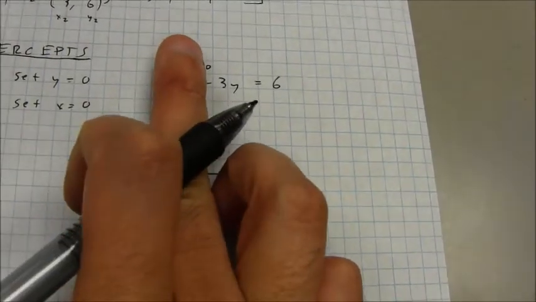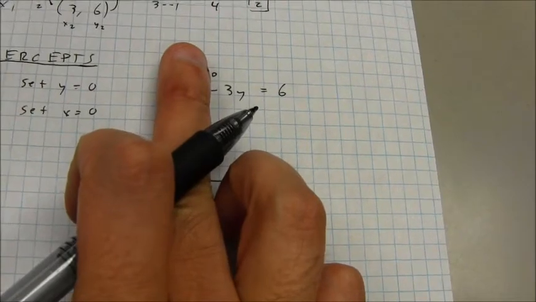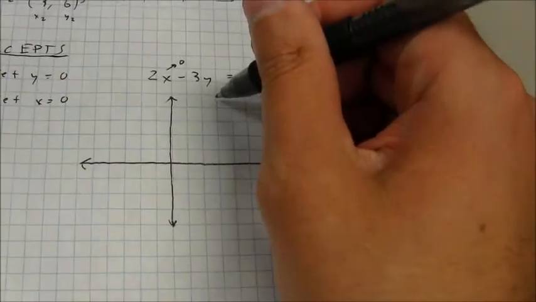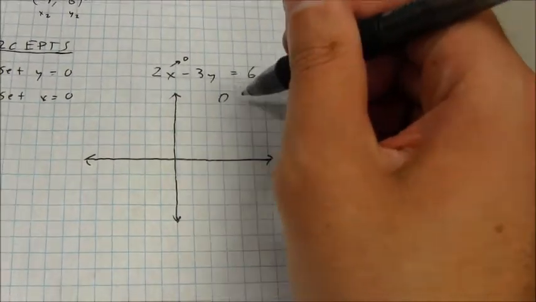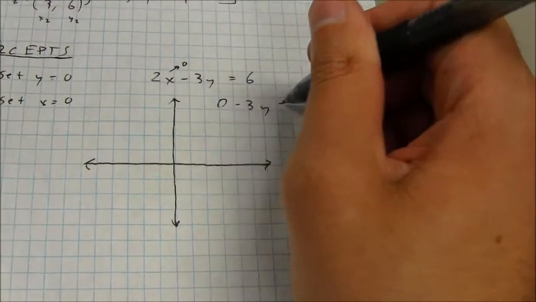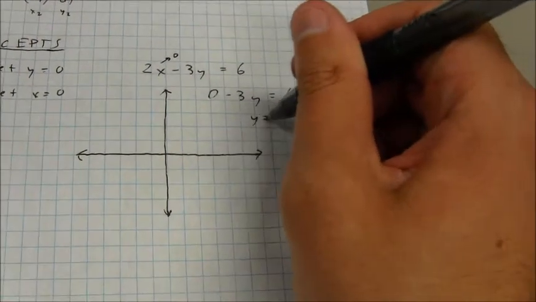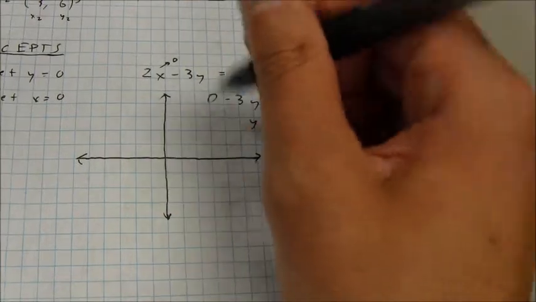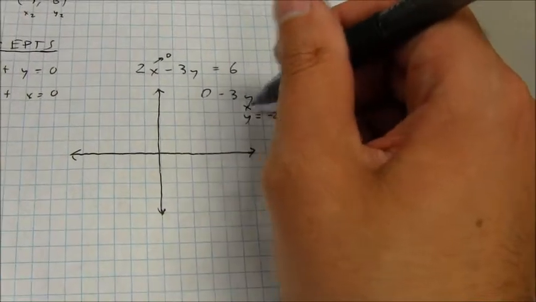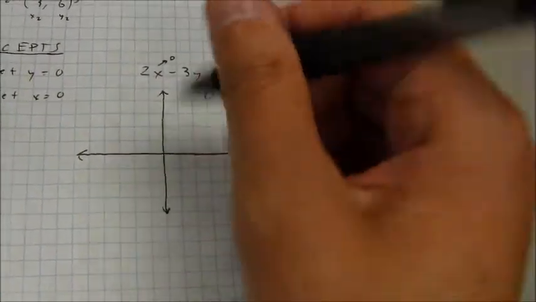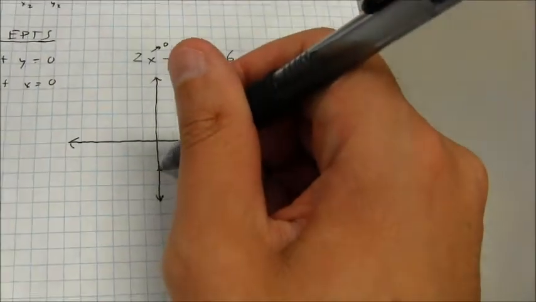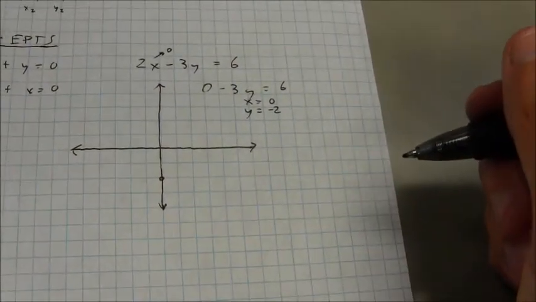to leave me just with the statement that negative 3y is equal to 6, because I'm going to have 2 times 0, which is 0, minus 3y equaling 6, and that means that y is going to equal negative 2 when x is equal to 0. So I can plot the point 0, negative 2, and that's going to be a point right here.